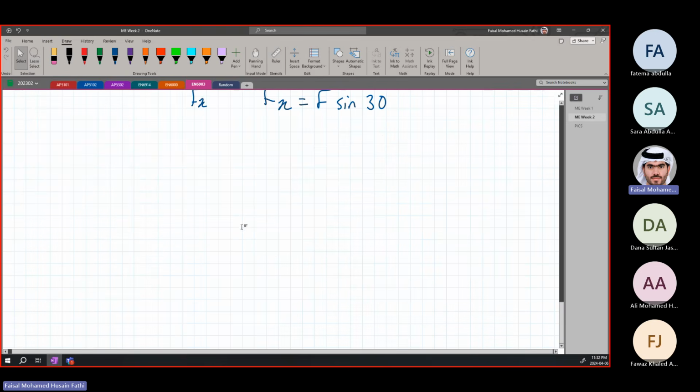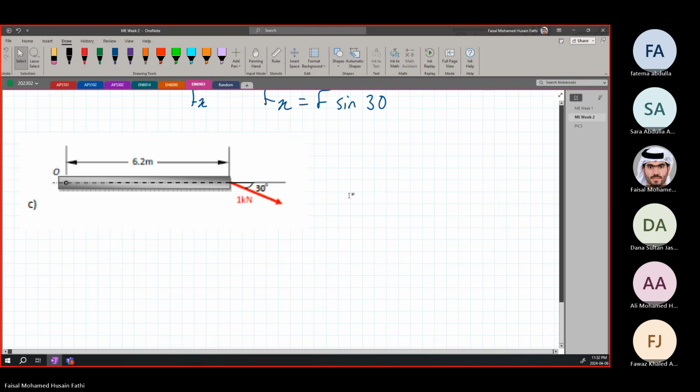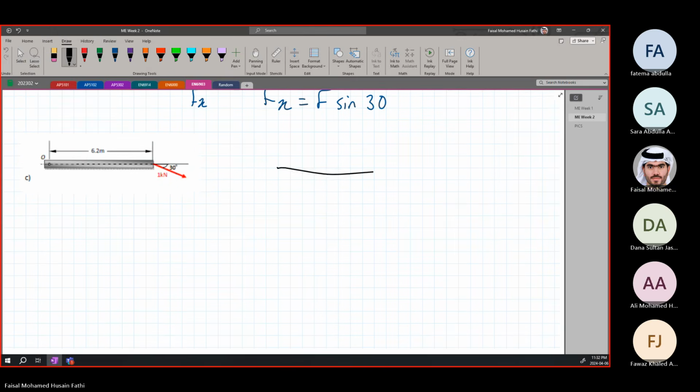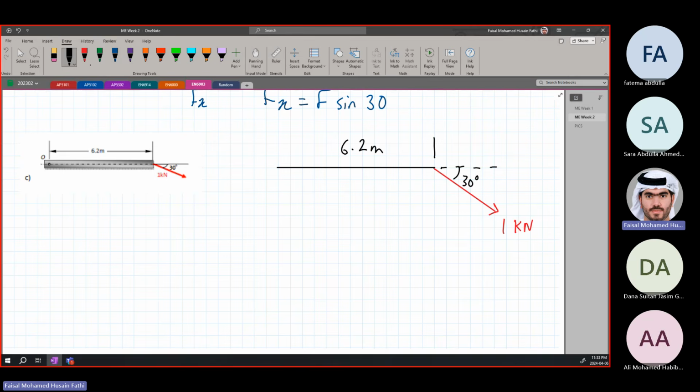Again, the same idea exactly. And then I'm just going to redraw this very quickly. So we have a beam again. This time we have a force in this direction. Okay? And we know that this angle, let me do it dashed, this angle over here is 30 degrees. Okay? And this force is given to be 1 kilonewton. And we are given obviously the distance as well. It's 6.2 meters as a perpendicular distance.